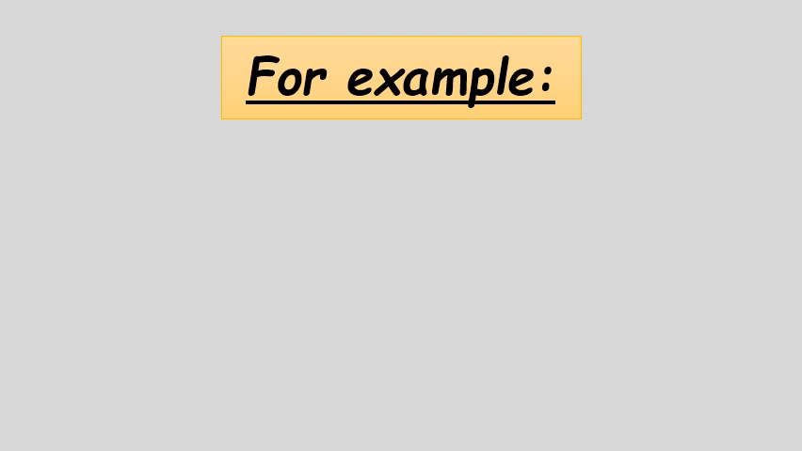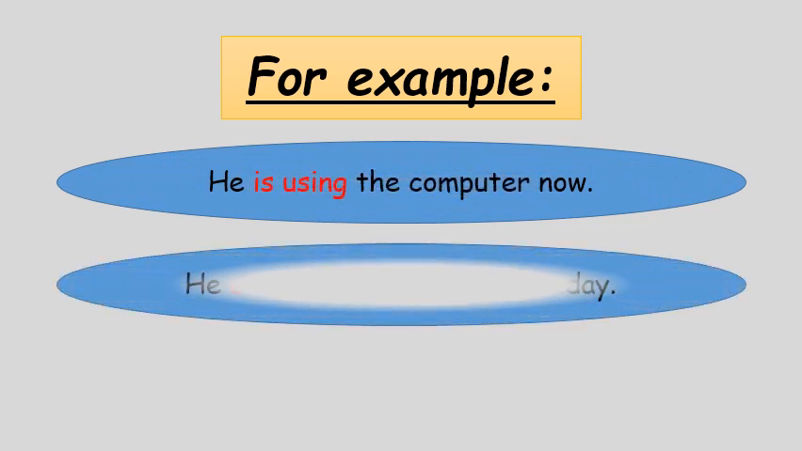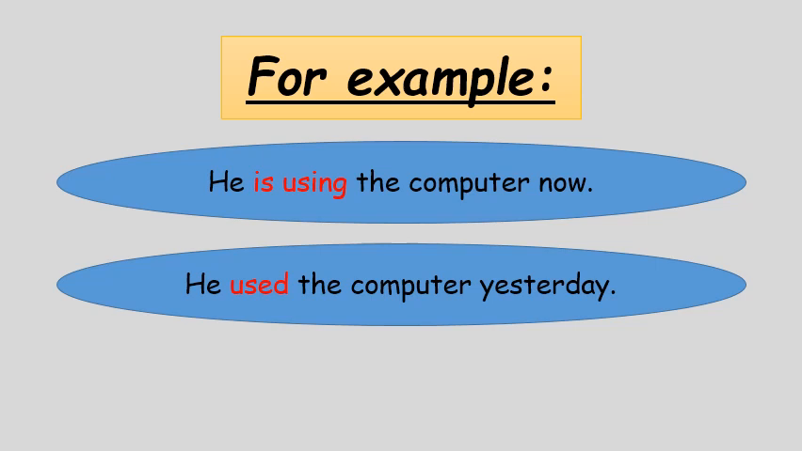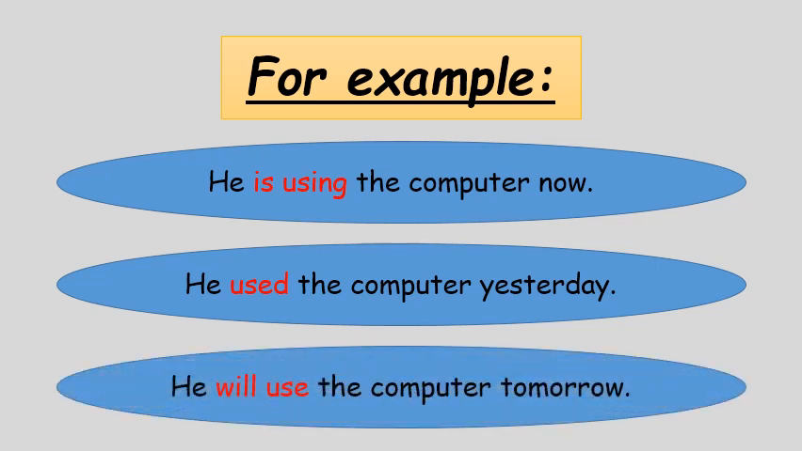Let's see some examples to clarify it. Number 1. He is using the computer now. Number 2. He used the computer yesterday. Number 3. He will use the computer tomorrow.